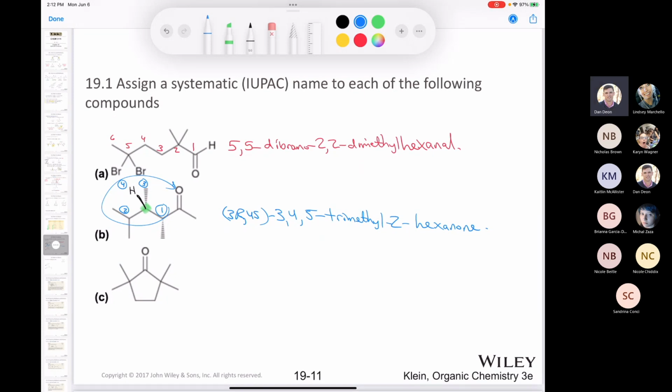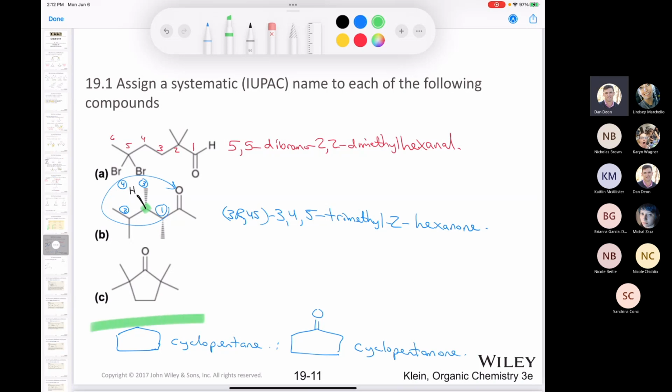Did anybody come up with a name for the last one? The parent here has got a ring in it. So this is not a cyclopentane, right? If you have a 5-membered ring like this, that is cyclopentane. So if I have a 5-membered ring with a carbonyl on it, you call it cyclopentanone. And thus, the name of this compound, if we number it, we've got 1, 2, 3, 4, 5. We've got 2,2,5,5-tetramethylcyclopentanone.